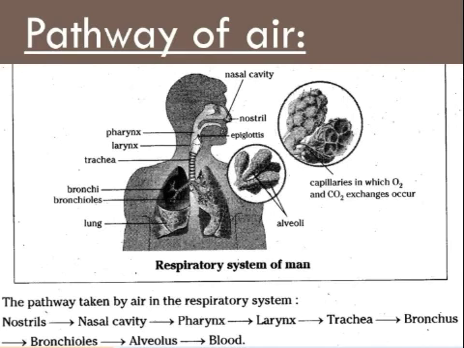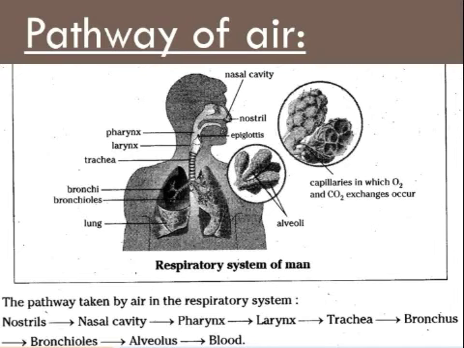In the pathway of air, we see 9 steps and 9 parts we discuss. One is nostrils, second one is nasal cavity, third one is pharynx, next one is larynx and trachea and bronchi, bronchioles, alveoli and blood. These are the 9 steps we discuss in the pathway of air.